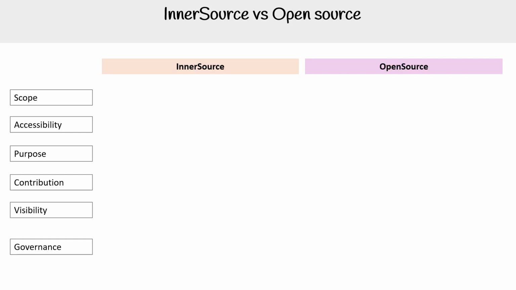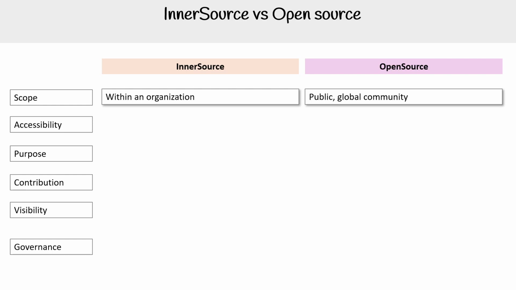All right, let's make sure we understand the difference between inner source versus open source. So the scope is a bit different. Inner source is within an organization. Remember that word inner. So if it's pointing inwards, we're talking about the org. If it's open source, this is public and a global community.